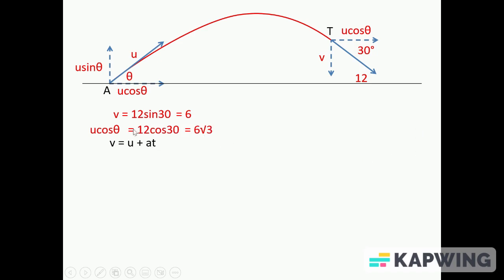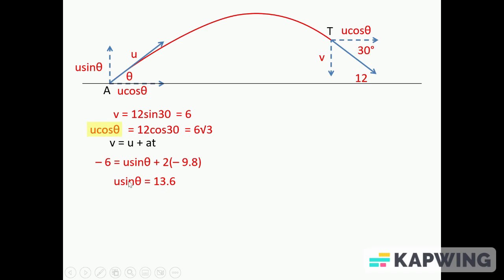If I use v equals u plus at, I'd like the v in terms of u really. So I'm looking at the vertical component for the journey from A to T. The final vertical component is minus 6. The initial vertical component is u sine theta. So v equals u plus at gives me u sine theta is 13.6.